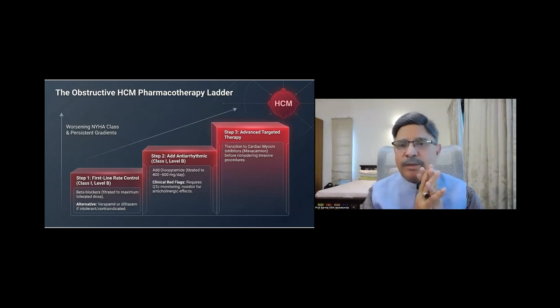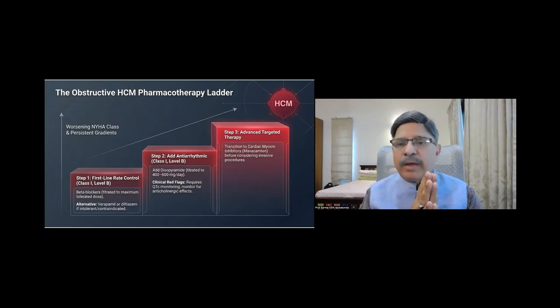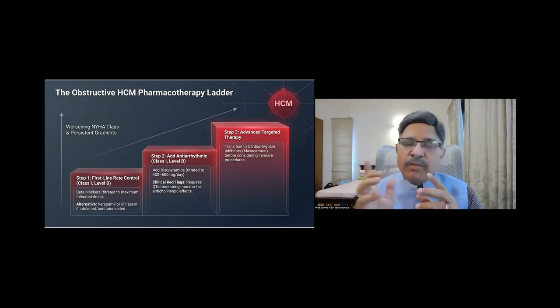You should monitor that. Step 3 is advanced targeted therapy, ATT. Transition to cardiac myosin inhibitors. There is a specific drug called cardiac myosin inhibitor, mavacamten. Mavacamten is the drug of choice before considering invasive procedure.